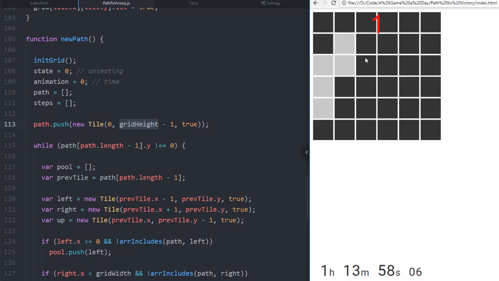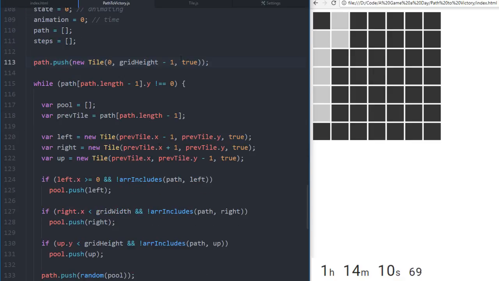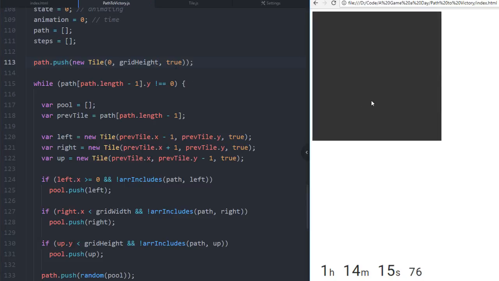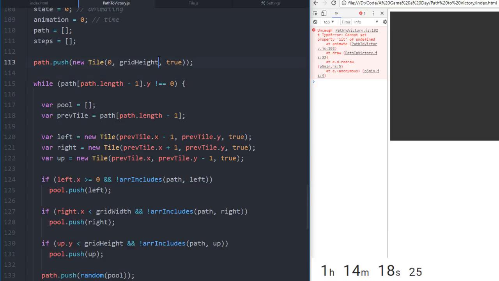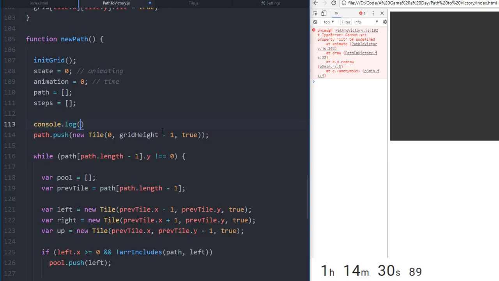There, and it starts there now. I messed it up. It's like this. I'm really bad at this. I think what it... See, because grid height increments... Yeah, okay. That didn't work. Grid height -1. Push a new tile, but grid height. Okay, console.log grid height. Let's try this.